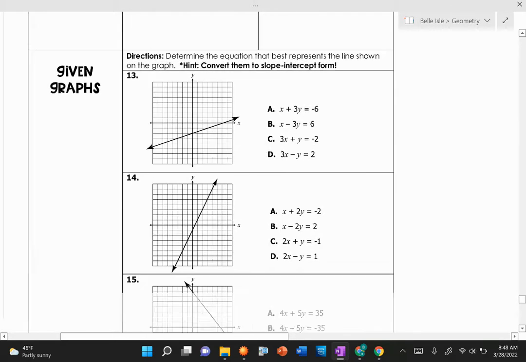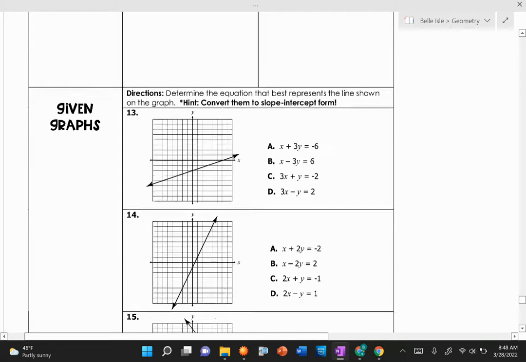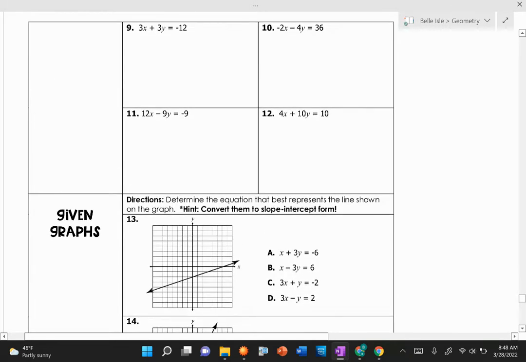Okay. 4, 6, and 8. Now, if we just look at these last couple, you're welcome to practice these. At the end of the video, I can put the answers up for 9 through 12 if you want some more practice.